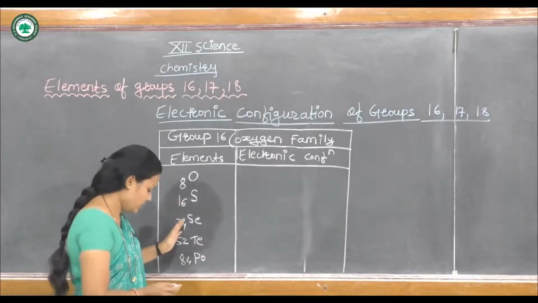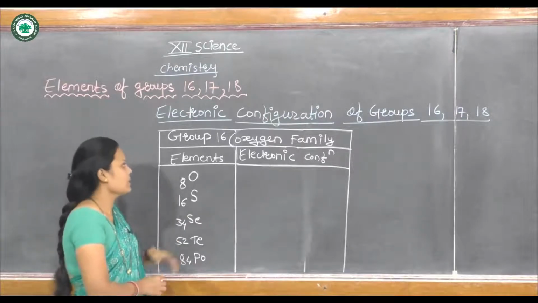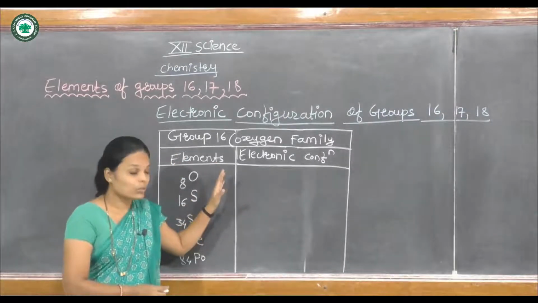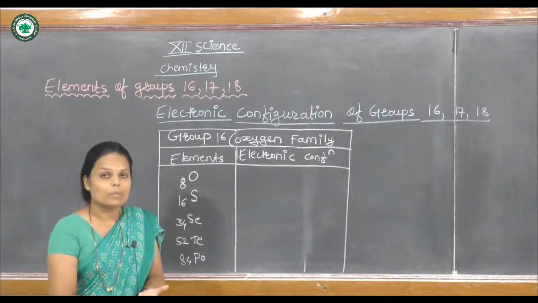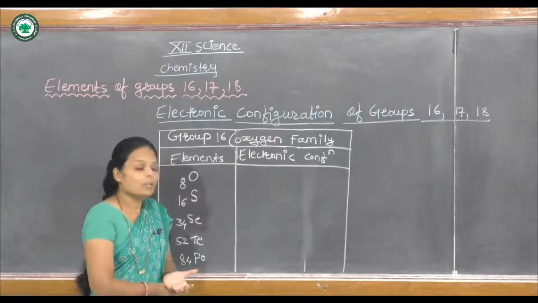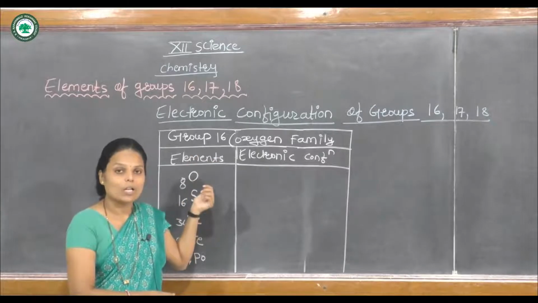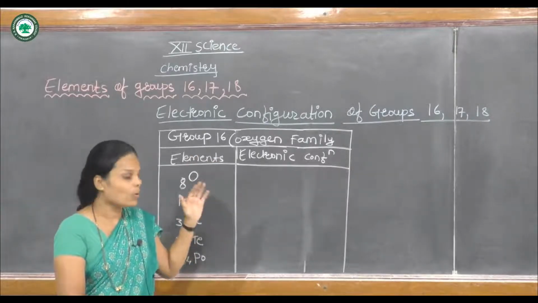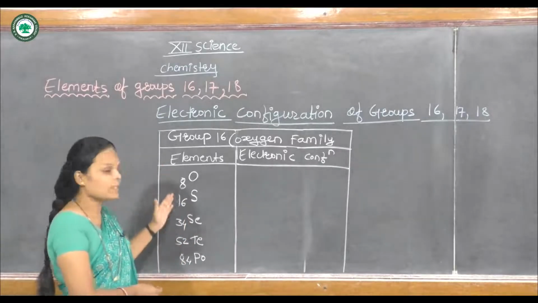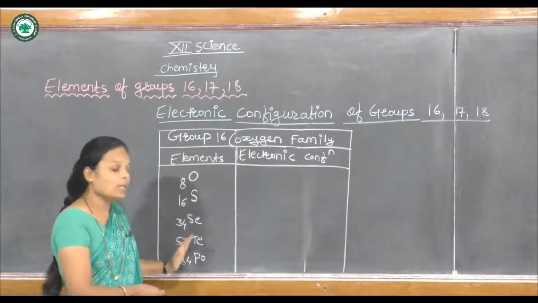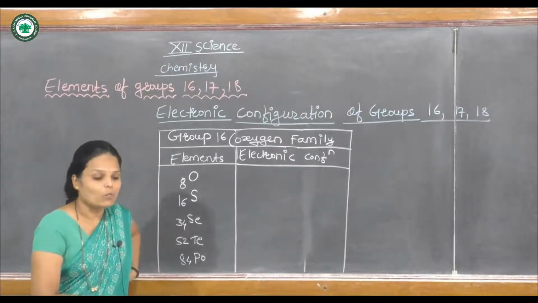Now one by one we will discuss the electronic configurations of all of these elements. Group 16 is also called the oxygen family, and these are ore forming elements. It is also called the chalcogens. The elements are oxygen, sulfur, selenium, tellurium and polonium. Firstly, the electronic configuration of oxygen.